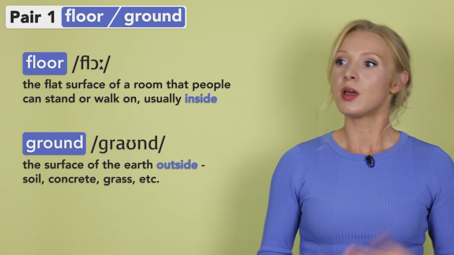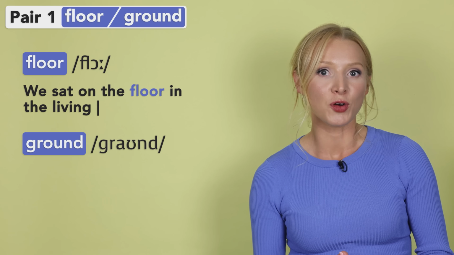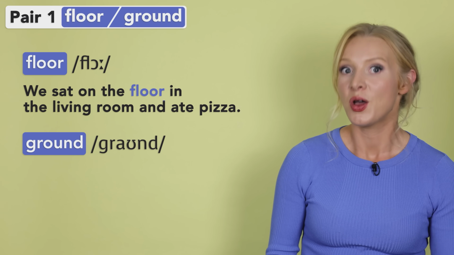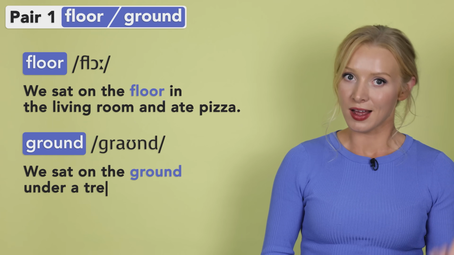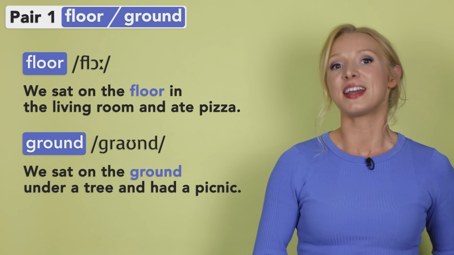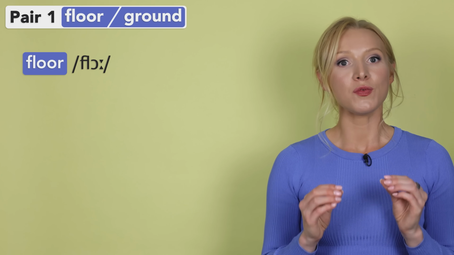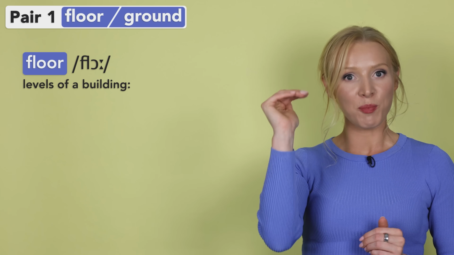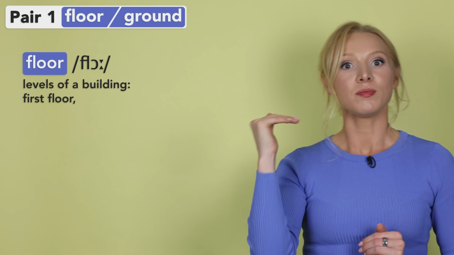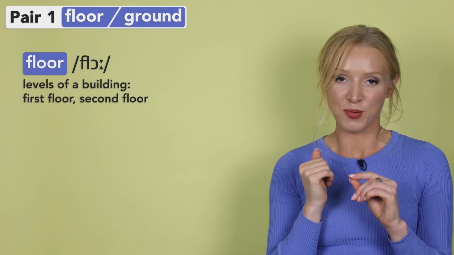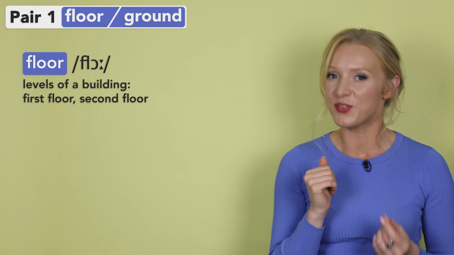For example, we sat on the floor in the living room and ate pizza. We sat on the ground under a tree and had a picnic. Floor also refers to the levels of a building. First floor, second floor, for example. And here's where it gets confusing.